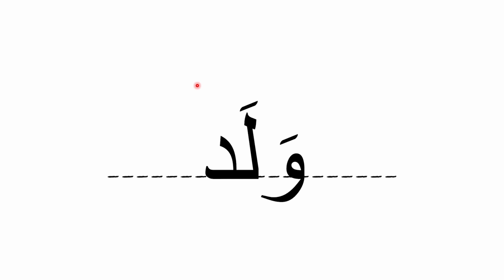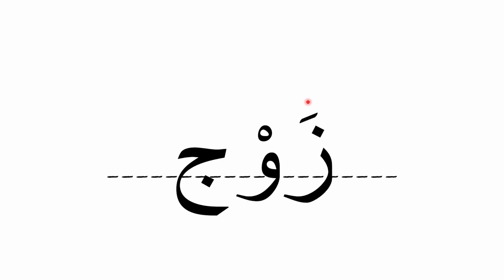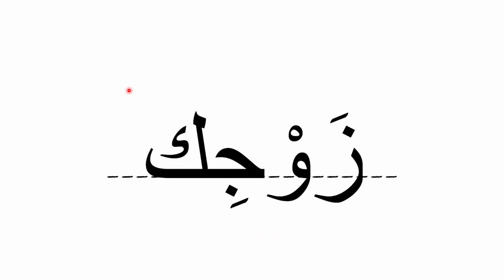One more example. Here I have walad, and walad means a son. If I want to say your son, I would say waladik. Waladik means your son. Next one. Here I have zawj, which means husband. Now, if I want to say your husband, it would be zawjak.